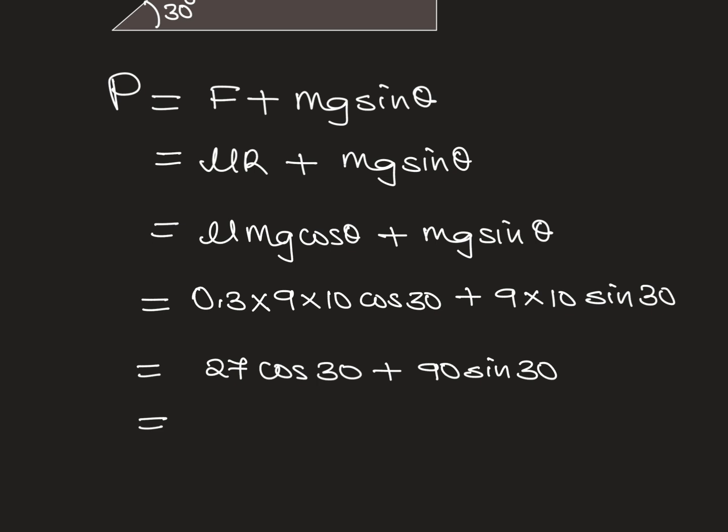So what is 27 cos 30? 27 cos 30 is 23.4, okay, plus what is 90 sine 30? 90 sine 30 is 45. So that will be 23.4 plus 45. We're going to have 68.4 newtons.